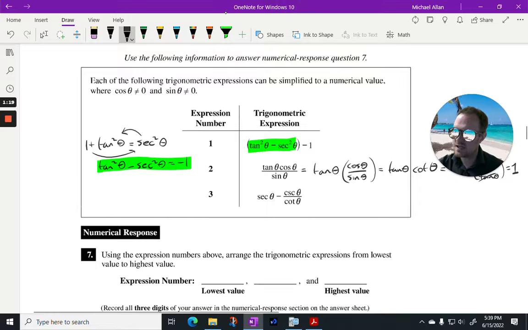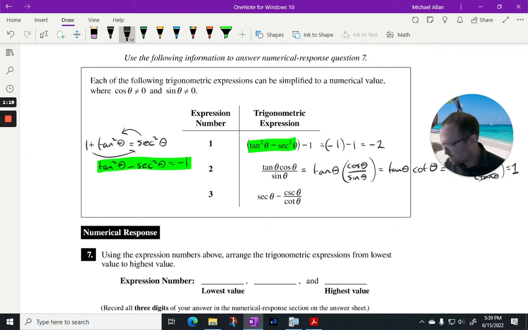So what I can do now is replace this middle part with a negative 1 minus 1, so it's a negative 2. So far that's the lowest one. We've got negative 2, we've got 1. This next one, hopefully it's somewhere in between, or bigger or smaller. We'll see.